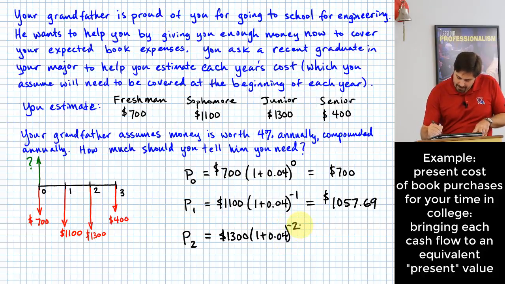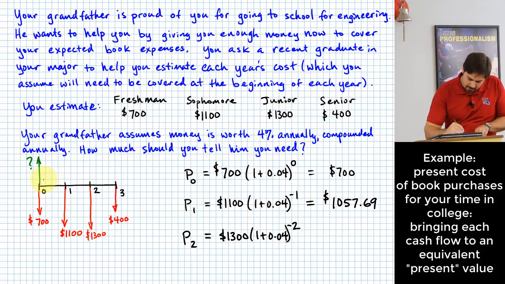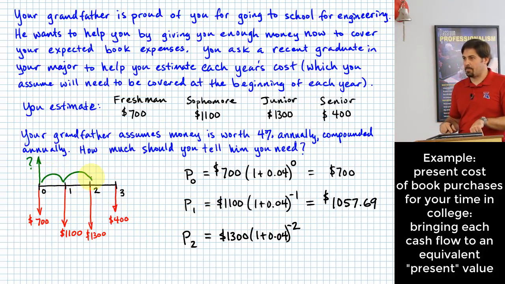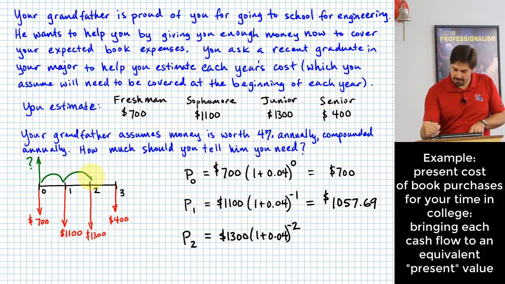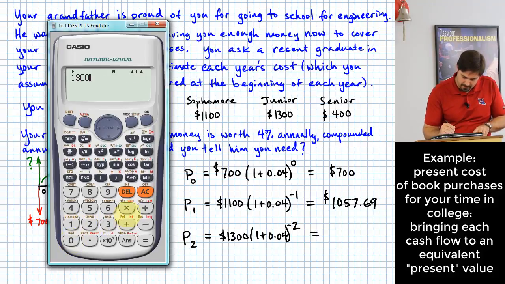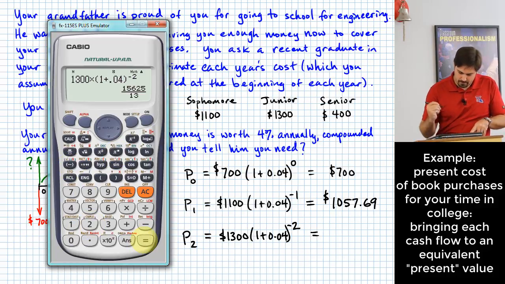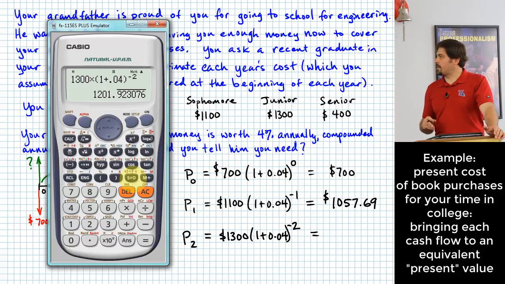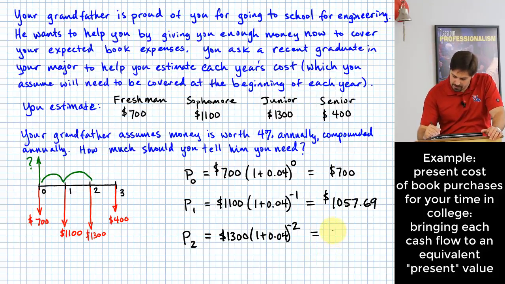Right. And the reason why is that this is happening 2 years down the road. So you go here, then here. It's 2 years down the road is where that cash flow will need to happen. Okay. So we'll punch that in, 1,300 times 1 plus 0.04 raised to the negative 2. Okay, so he'll actually only have to cover 1,201.92.